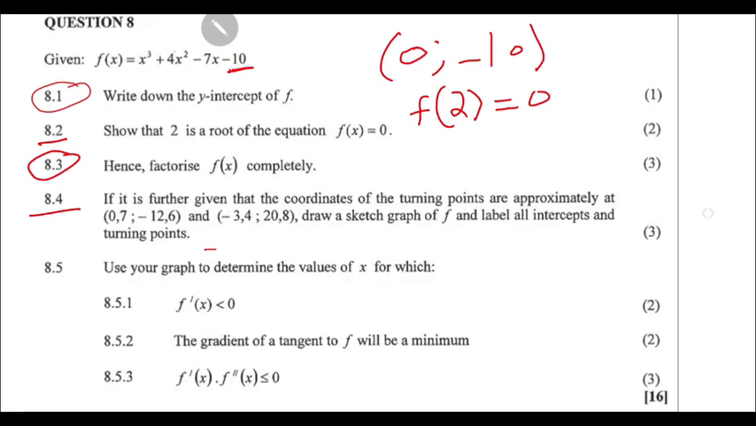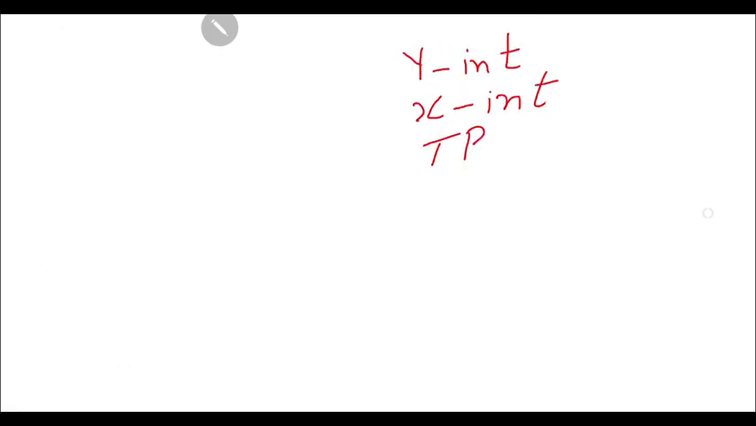8.4: it is further given that the coordinates of the turning points are approximately (0.7; -12.6), (-3.4; 20.8). Draw a sketch graph of f and label all intercepts and turning points. So we need to sketch the graph now. To sketch the graph, we need the y-intercept, and we need the turning points, which he already gave us. The x-intercepts we need to find.